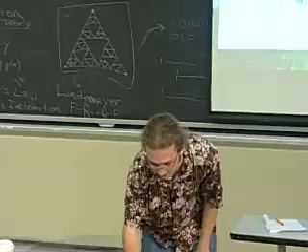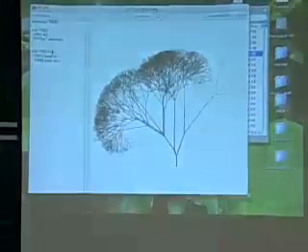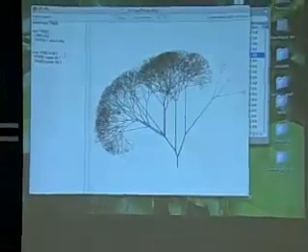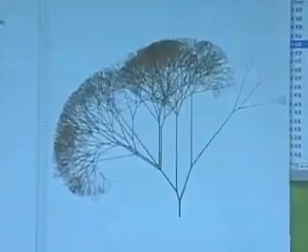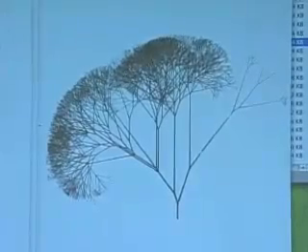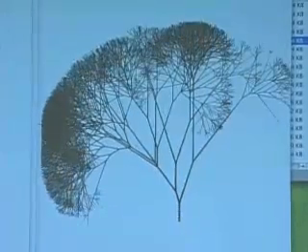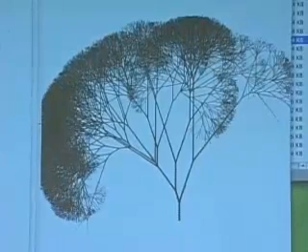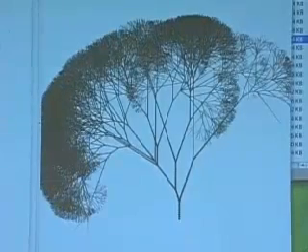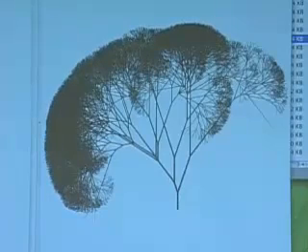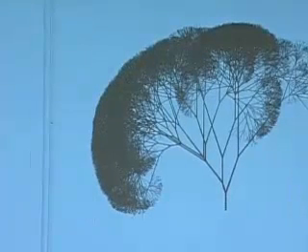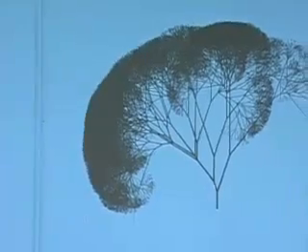This thick tree. Yeah, when we have certain parameter sets, we get these really organic looking forms. So if we increase the probability of branching even more, we get these really nice, thick, organic looking trees. So do organisms use this type of branch system?